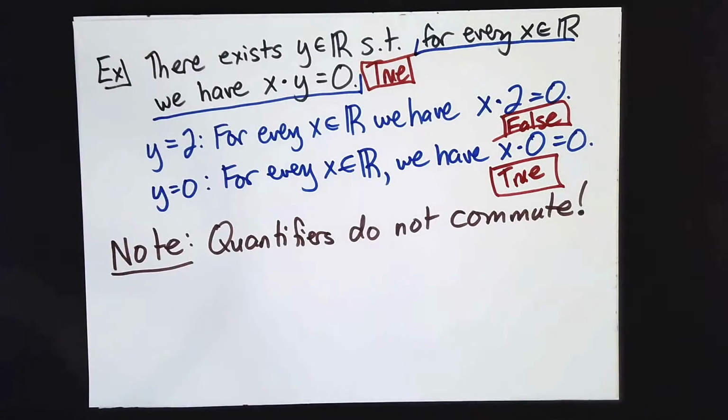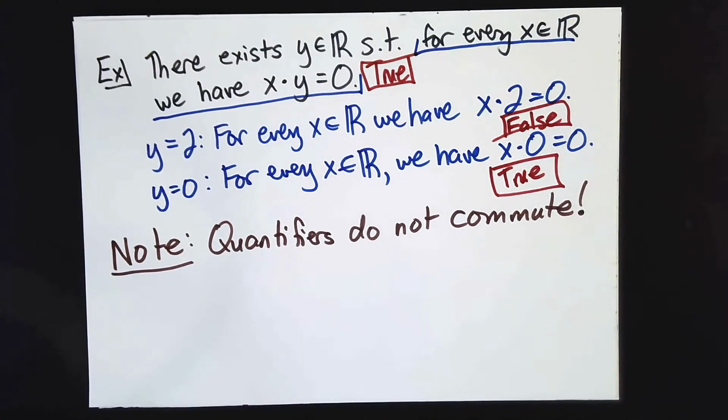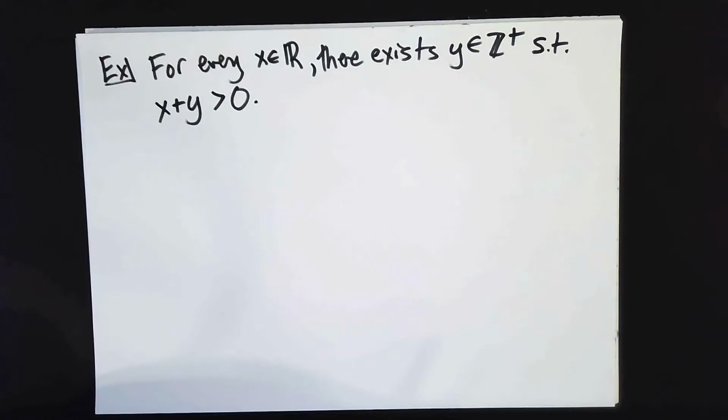Quantifiers don't commute. Sometimes switching the for every and the there exists quantifier will specifically result in changing something from true to false or false to true. So be very careful, and this is one of the things you'll have to practice the most, that you're always reading the quantifiers when they're stacked like this correctly. Let me do one more example of this.